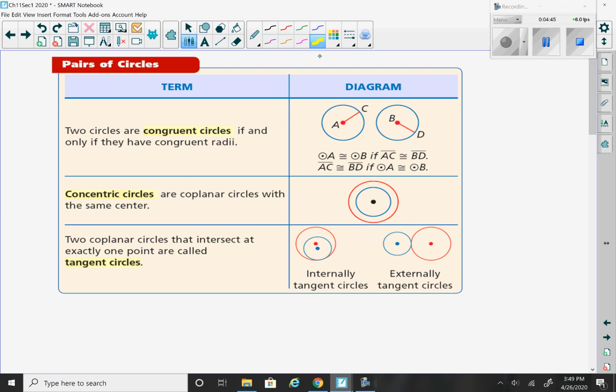In tangent circles, like here, there's a point of tangency where those 2 circles intersect. So those are called tangent circles. Notice that they can be internally tangent, where one's inside the other, or externally tangent, where they're not one inside the other.